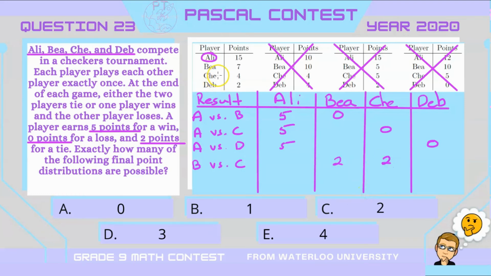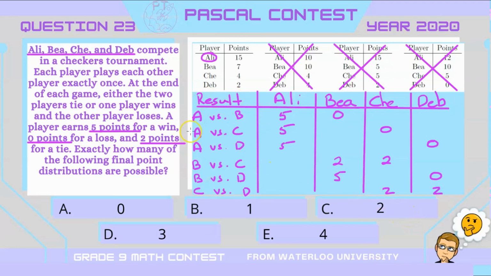So that would mean that Bia still needs 5 points for a win, and the only other person Bia hasn't played yet is Deb. So B versus D, Bia is going to win, so let's give Bia 5 points. We'll give Deb 0 points. All right, lastly, we have Chi and Deb tying with each other. So C versus D, they each get 2 points.